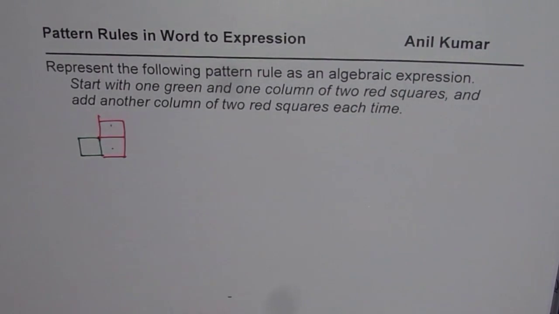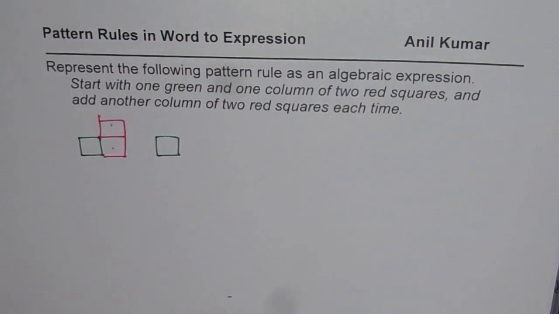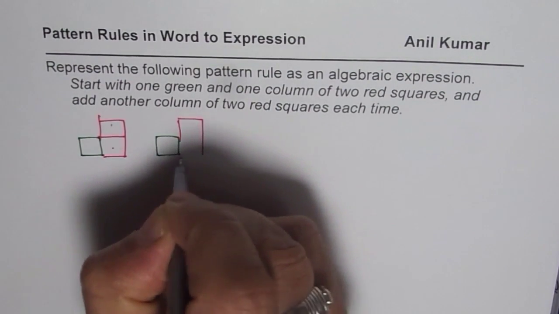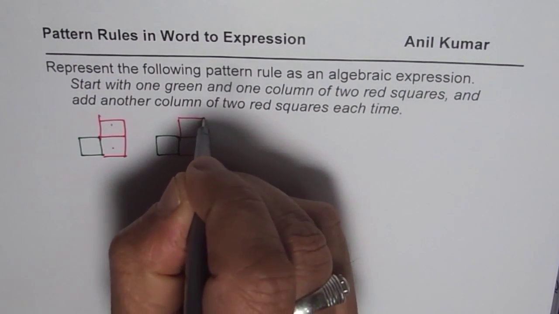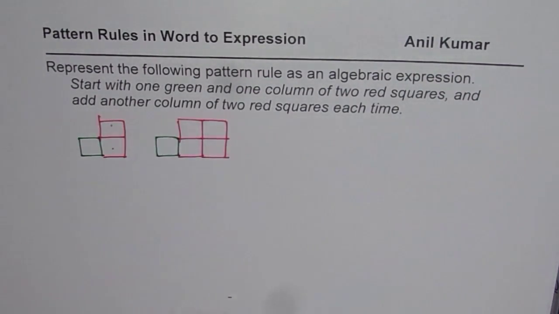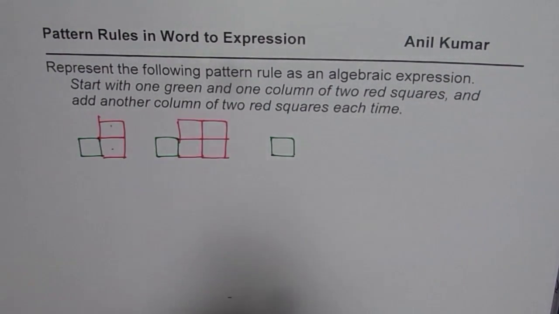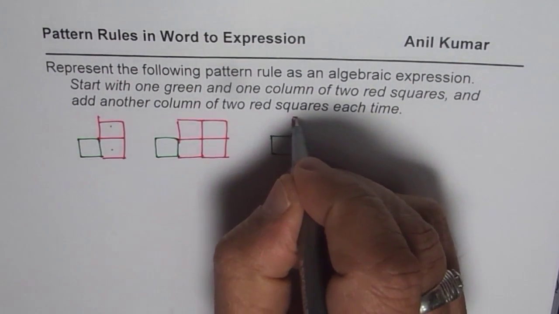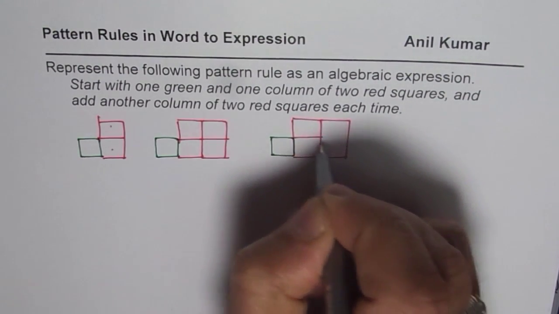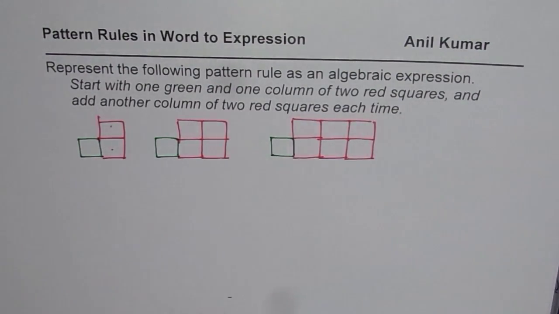So if you have to extend this pattern, what you need to do is add two red squares each time. So we have these two red squares already. So we'll add two red squares to get the second pattern. To get the third pattern, we will add another column of two red squares. So that is how this pattern grows, right? So we have one green, two red, and then we add two red squares each time, right? So that is how the pattern grows.